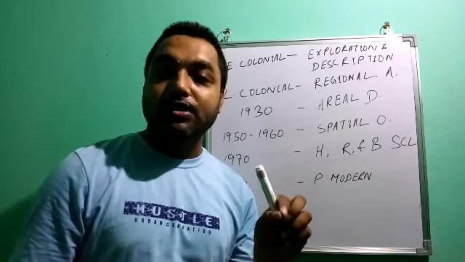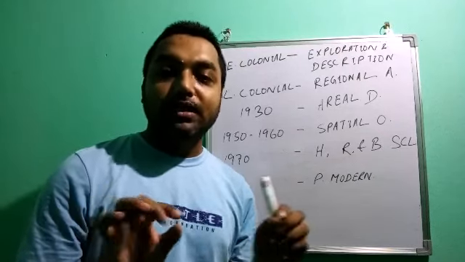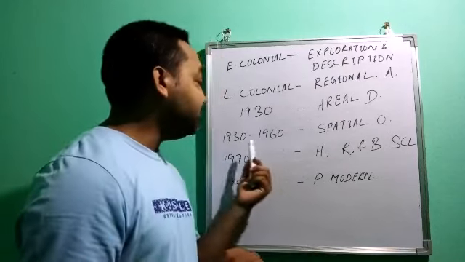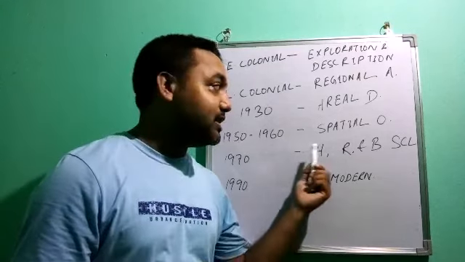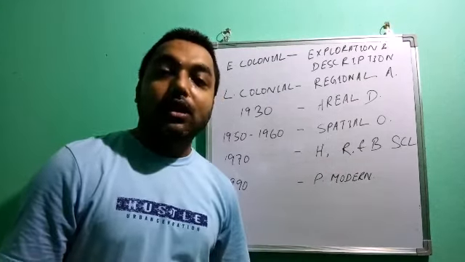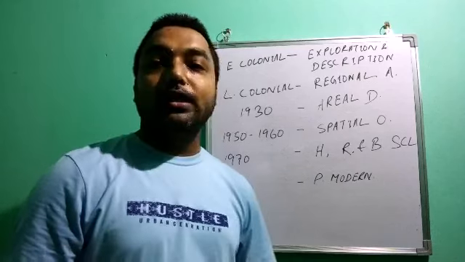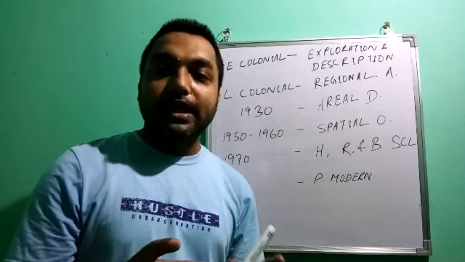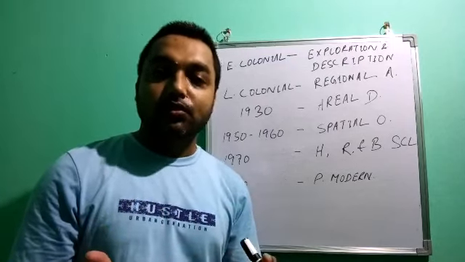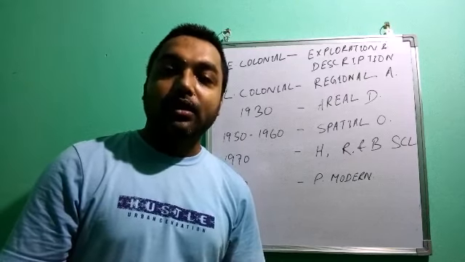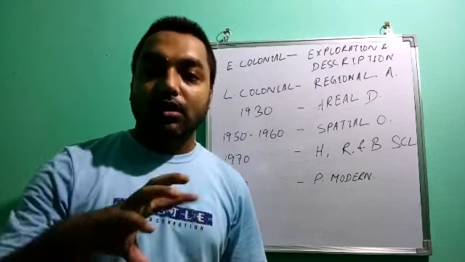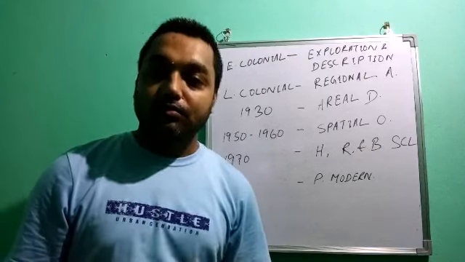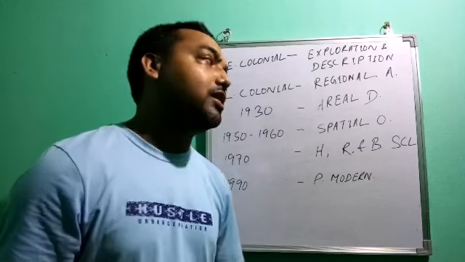It is comparing one region to another region. What is the similarity and what is the difference? What is the difference between them? They started that also. Then in the 1950s and 1960s, they started spatial organization. Spatial organization is making small units and studying those units independently, to find out what is the speciality of that particular region. This is called spatial organization.